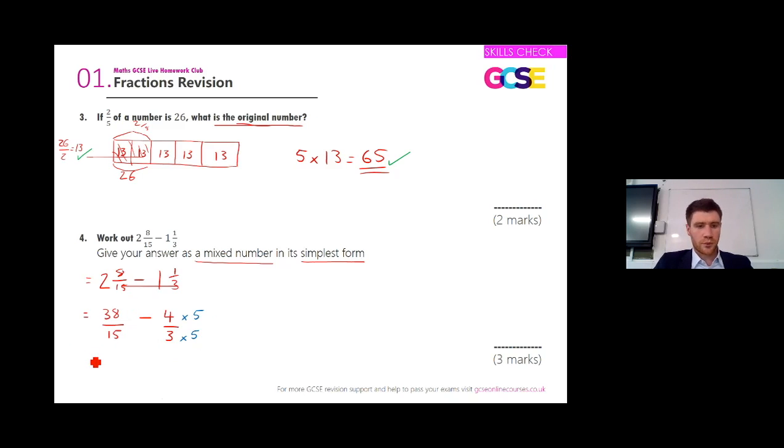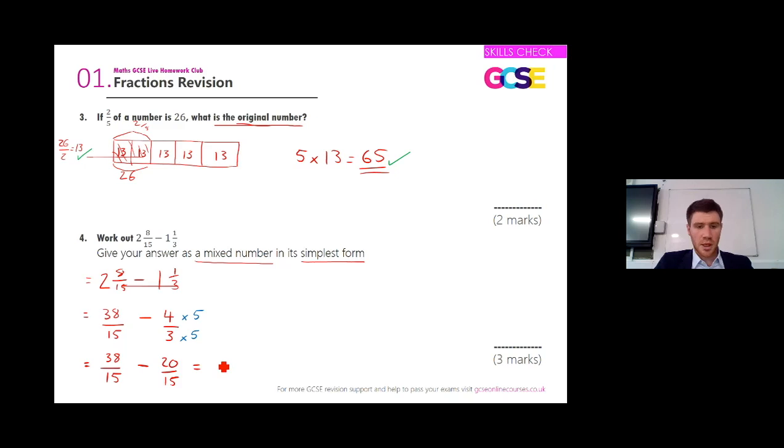So I don't have to change the first fraction because it's already in 15s. I'll keep that the same. Then I'm going to subtract my newly, it's an equivalent fraction, so it's exactly the same fraction in terms of its meaning and its value, but it looks like a new fraction, and that's 20 over 15. 4 times 5 is 20, 3 times 5 is 15. Okay, so we do our subtraction.